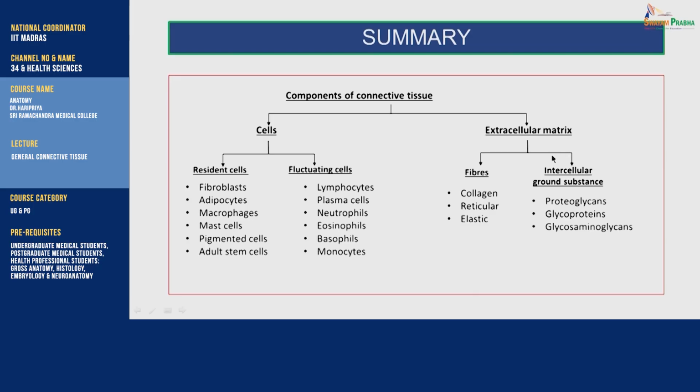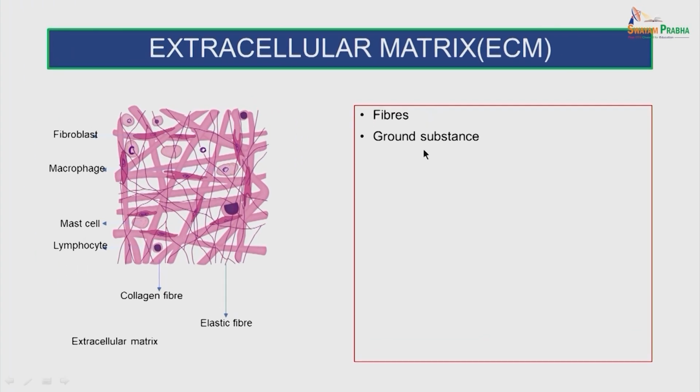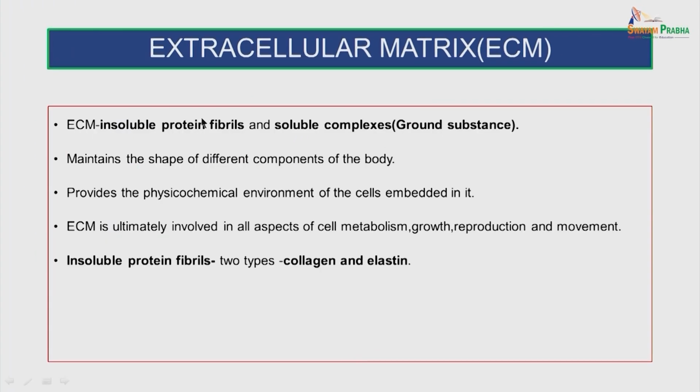into the extracellular matrix, which contains the fibers and the intercellular ground substance. The extracellular matrix has insoluble protein fibrils and soluble complexes, which is the ground substance. It maintains the shape of different components of the body. It provides the physicochemical environment of the cells embedded in it. The extracellular matrix is ultimately involved in all aspects of cell metabolism, growth, reproduction and movement.